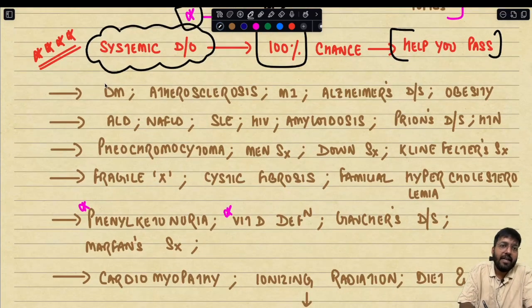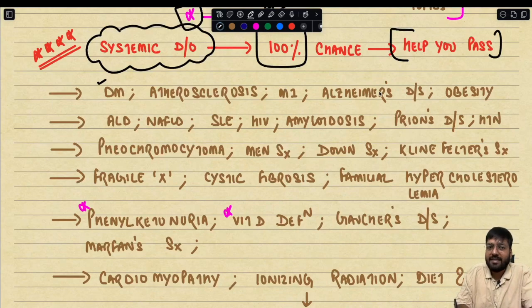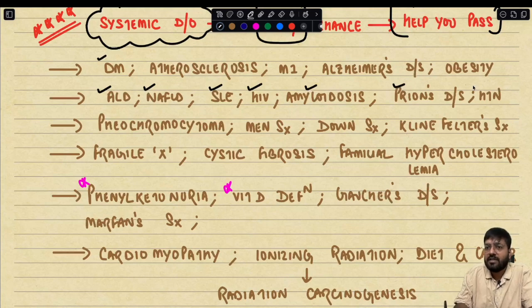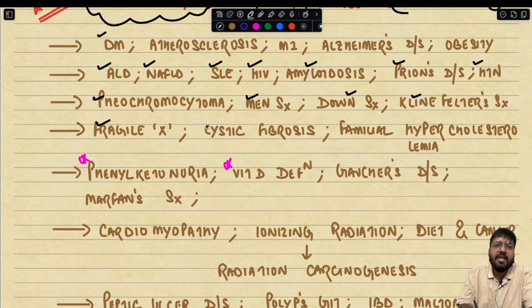So you are having diabetes mellitus, atherosclerosis, myocardial infarction, Alzheimer's disease, obesity. Then you are having alcoholic liver disease, non-alcoholic fatty liver disease, SLE, HIV, amyloidosis, Prion's disease, hypertension. Then you have pheochromocytoma, MEN syndrome, Down syndrome, Klinefelter syndrome, Fragile X syndrome, cystic fibrosis, familial hypercholesterolemia.